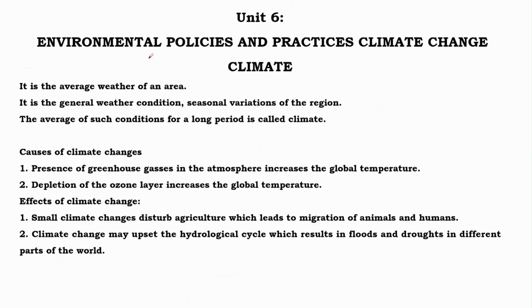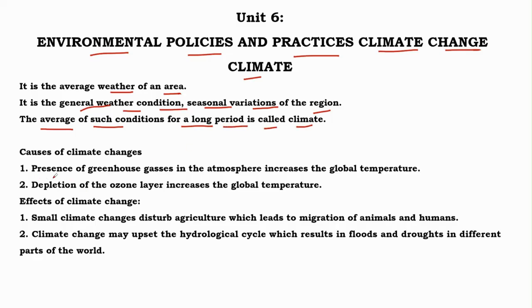Then, chapter 6, you have environmental pollution, and climate change. Climate is the average weather of the area. It is the general weather condition and seasonal variation of the region. The average of such conditions over a long period is called climate.